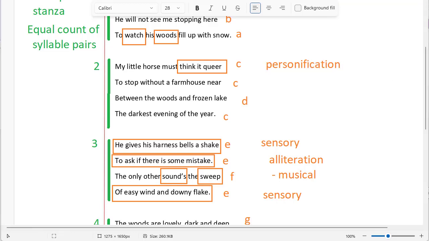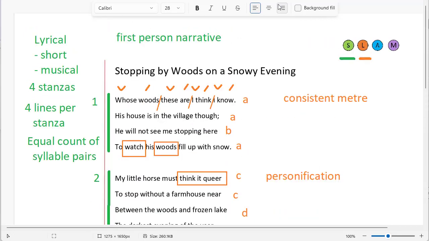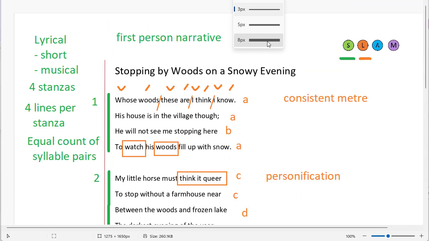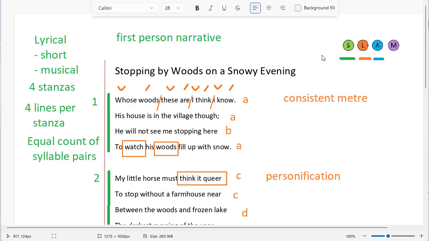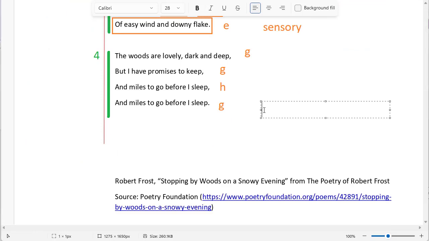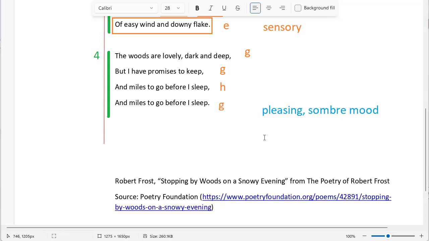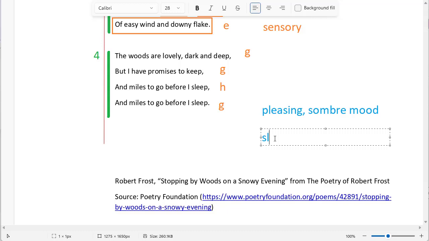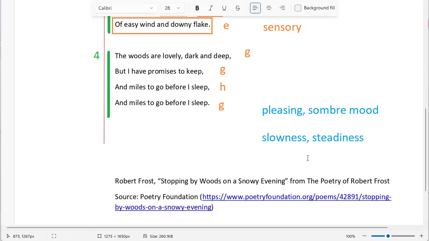The 3rd step in the SLAM annotation procedure is to note the affect, the intended emotional response to be evoked. These are the impressions that are made upon the topic, in this case stopping by woods on a snowy evening. Looking back at our notes so far, we can see that the mood is pleasing and somber. There is a positive attitude towards the topic that we are encouraged to feel. There is also a slowness and steadiness created by the length of the lines, the repetition, and the sounds. Certainly, we are intended to feel the pause, the stopping.